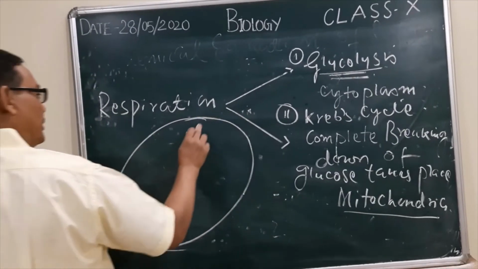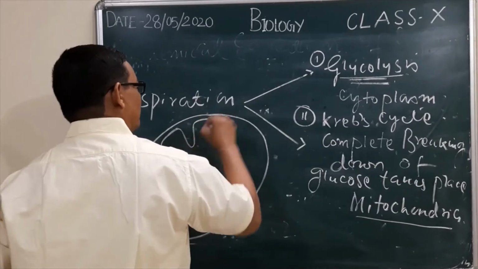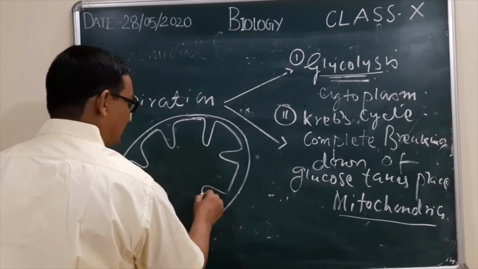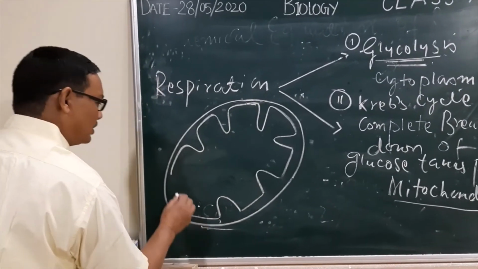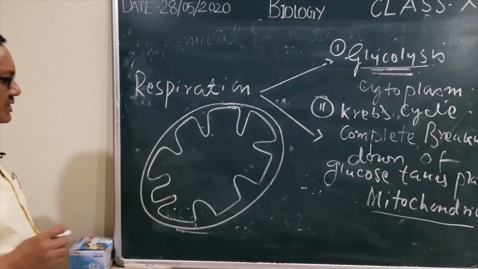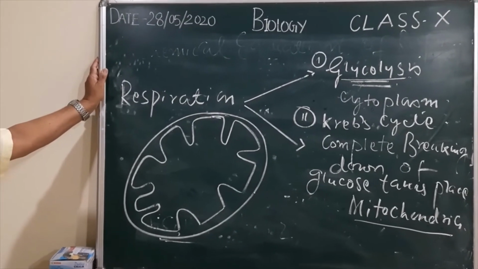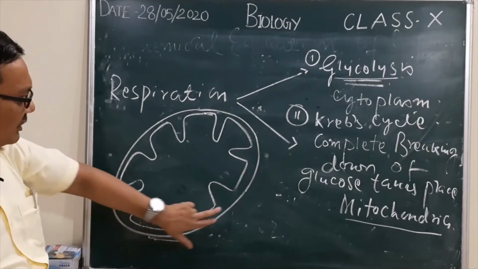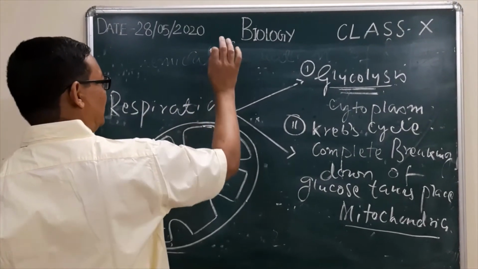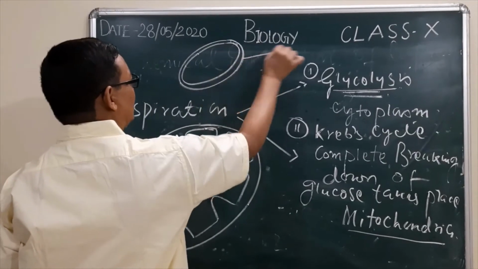I may draw a simple diagram, since you may have forgotten, so that it comes again to your knowledge. This is the diagram of the mitochondria. Mitochondria is a cell organelle which is bounded by two membranes. If you draw a diagram where there are two membranes, simply draw it in this way. That is the outer membrane, this is the inner membrane.